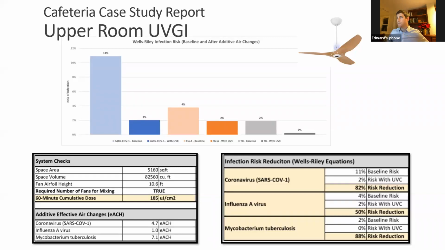So with this example, they were able to show an 82% risk reduction. Basically went from 11% infection risk baseline to 2%. And that was for coronavirus. For influenza A, they had a 50% risk reduction, and for tuberculosis, 88% risk reduction. So it is dependent on strain.